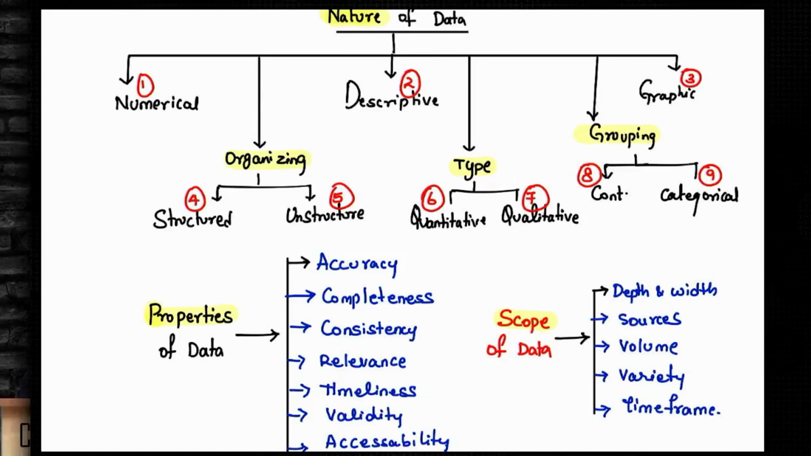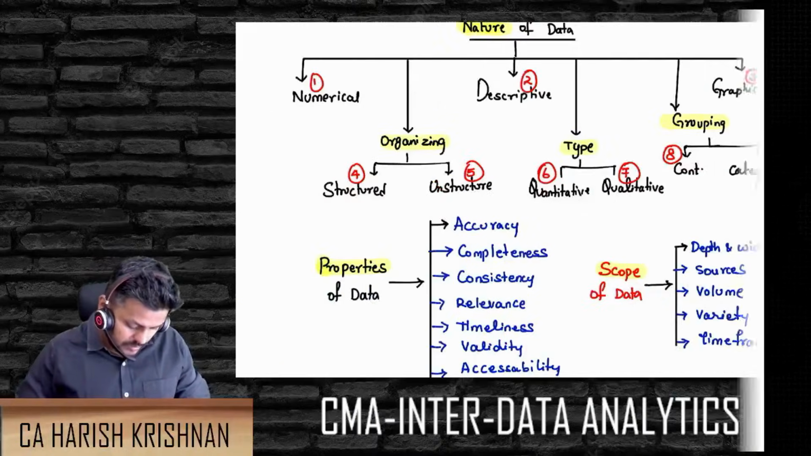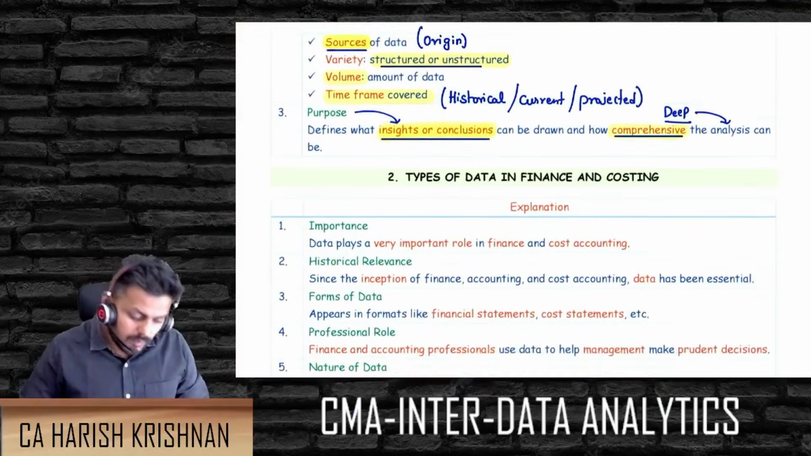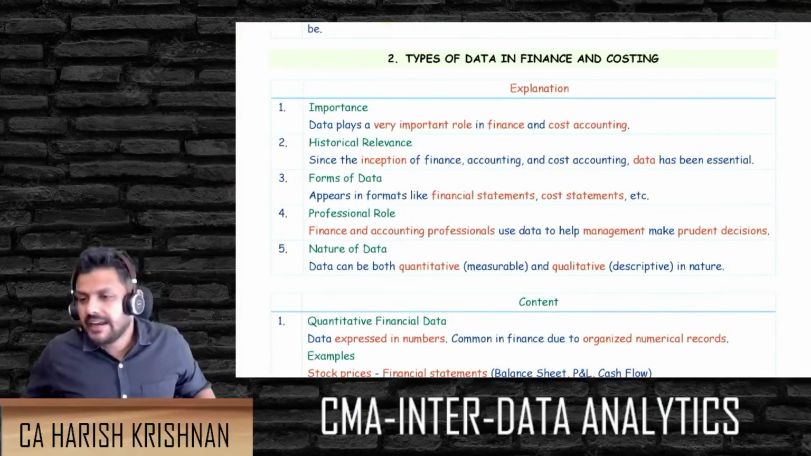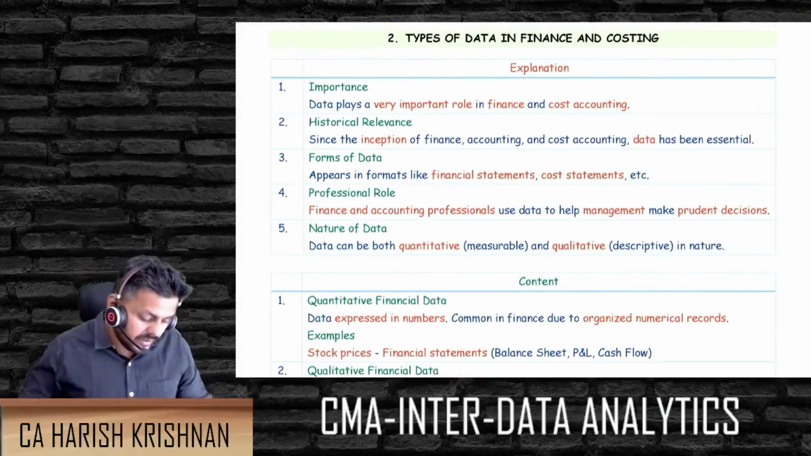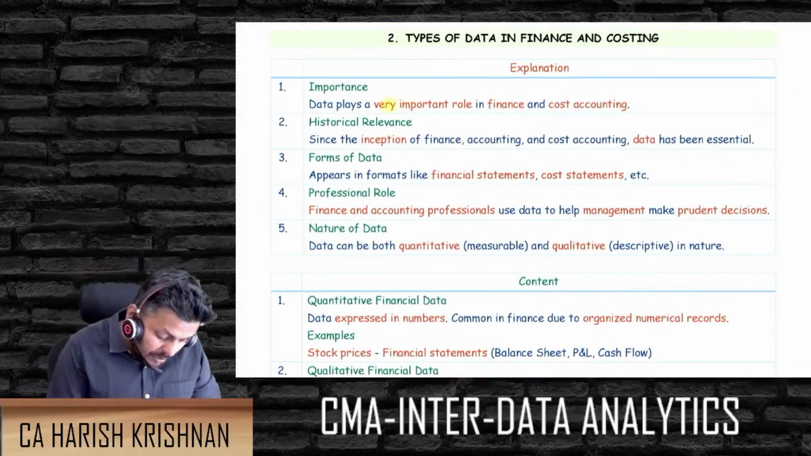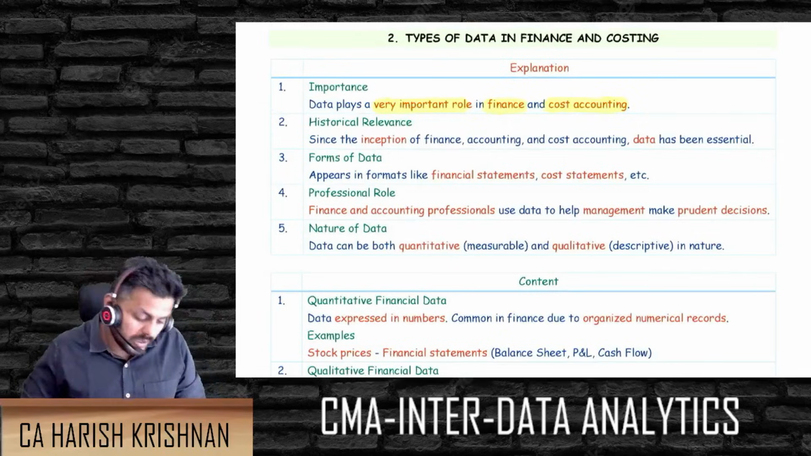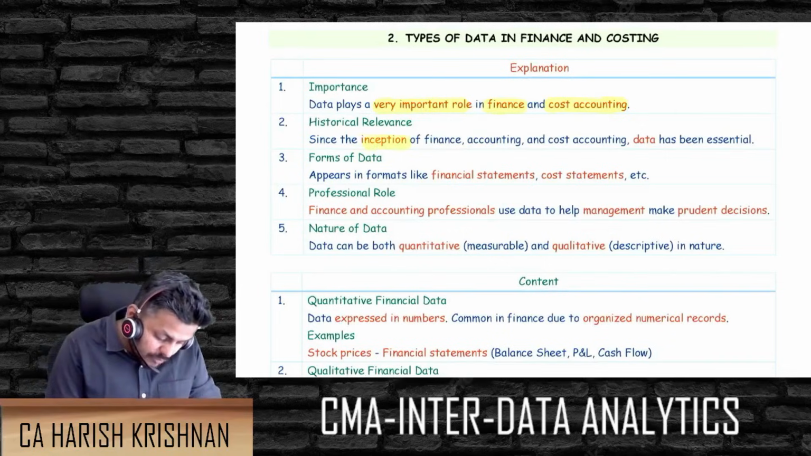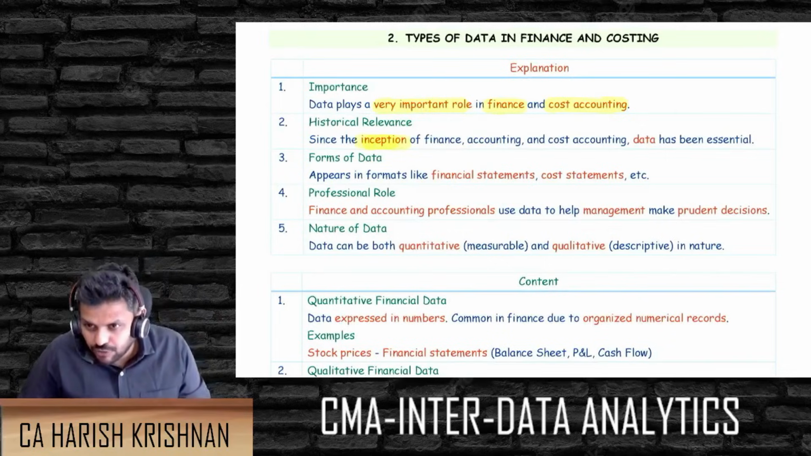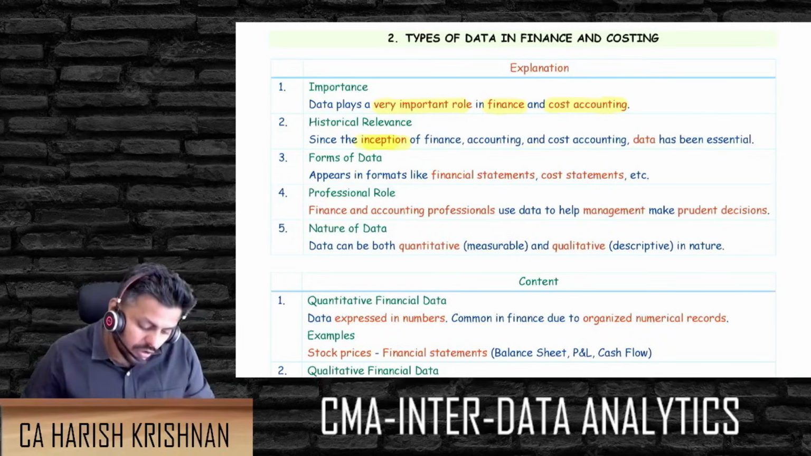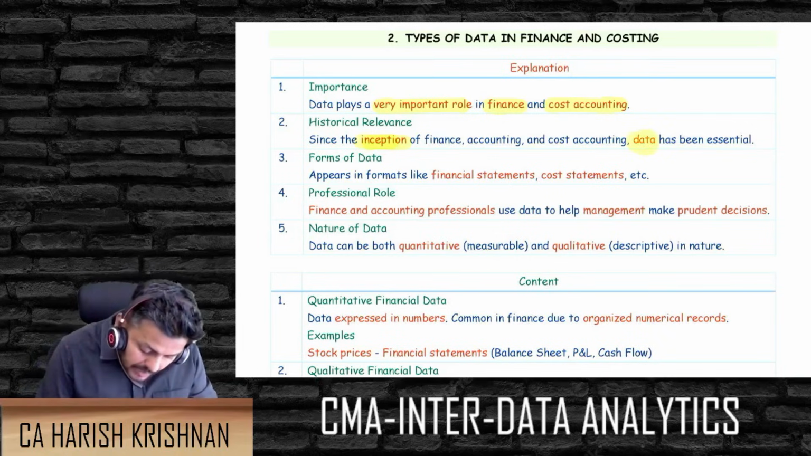Okay, let me bring this back on screen. So where we are talking about scope, then we'll talk about types of data in finance and costing. This is a very easy insight, guys. Data plays a very important role in finance and cost accounting. That is why we are studying it. We know that since the inception of financial accounting and cost accounting, data has been essential.